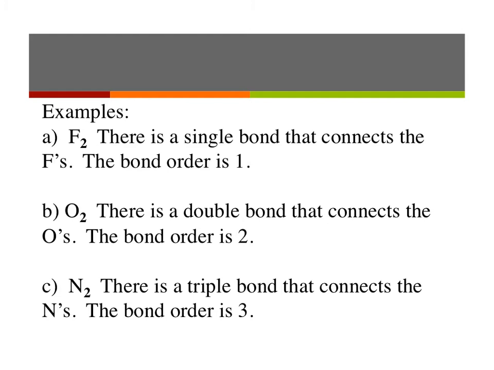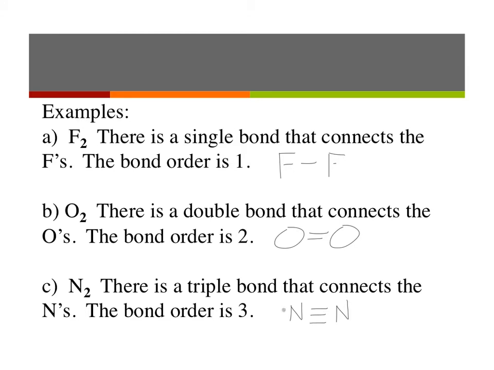For F2, there's a single bond between those fluorines. We call that a bond order of 1. Oxygen, diatomic, has 2 bonds. We call that a bond order of 2. And nitrogen, 2 nitrogens will make the triple bond. That has a bond order of 3.